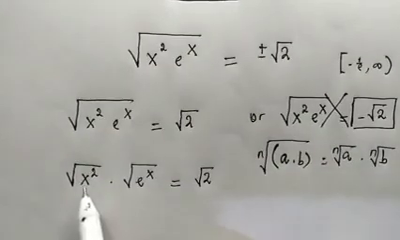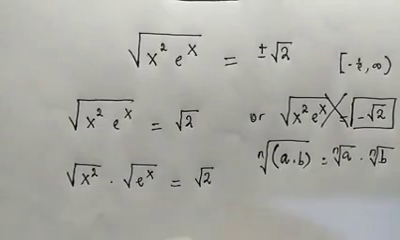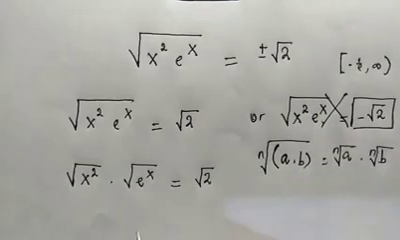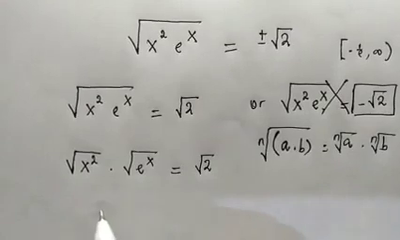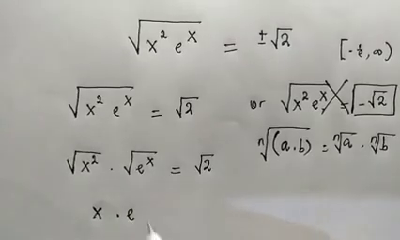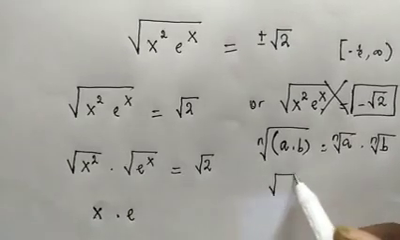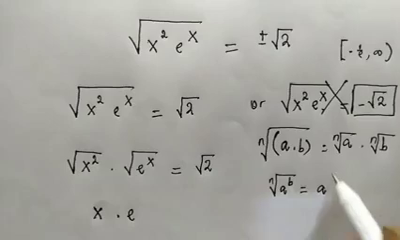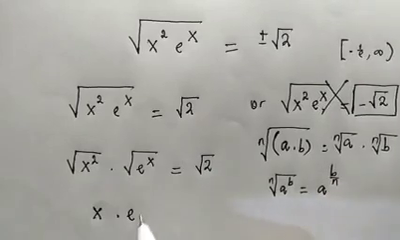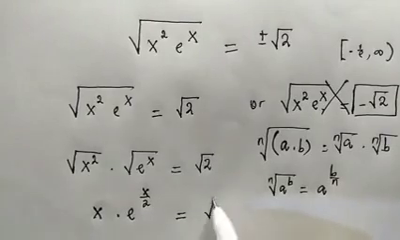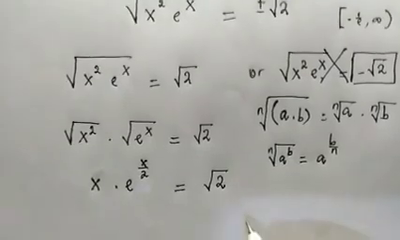Yes, obviously this is the absolute value of x, right? But if you take the negative value of x, it will transform this equation to exactly this equation. So we can take the positive value of x. So we get x multiplied by e raised to the power of... Record this: the nth root of a raised to the power of b is equal to a to the power of b divided by n. So this will be x divided by 2 up here. So this is equal to the square root of 2.